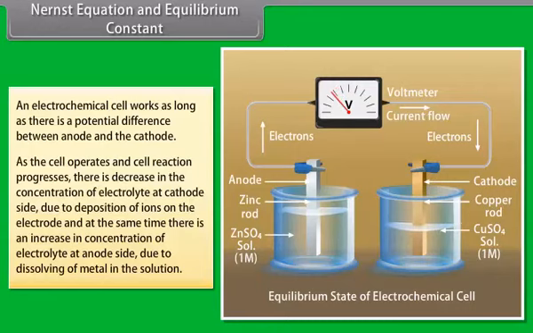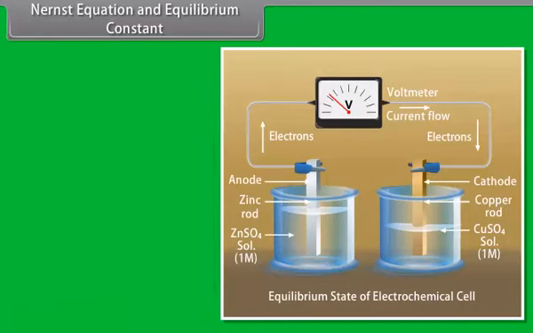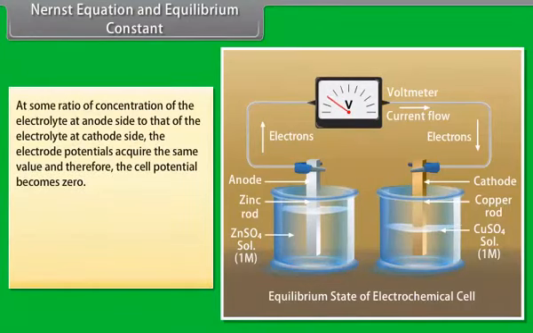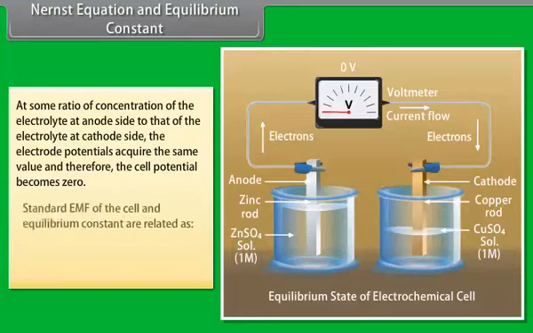The EMF of the cell is given by E naught cell minus 0.0591 upon n multiplied by log C raised to the power c into D raised to the power d divided by A raised to the power a into B raised to the power b. Nernst equation and equilibrium constant. An electrochemical cell works as long as there is a potential difference between anode and cathode.